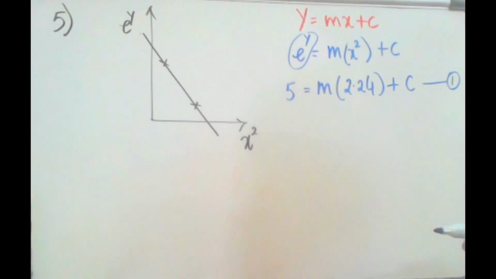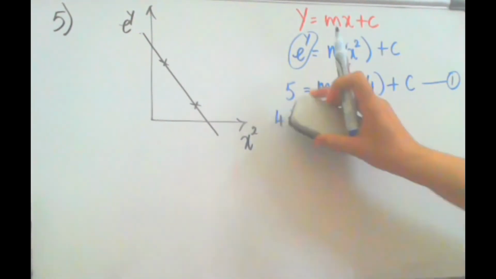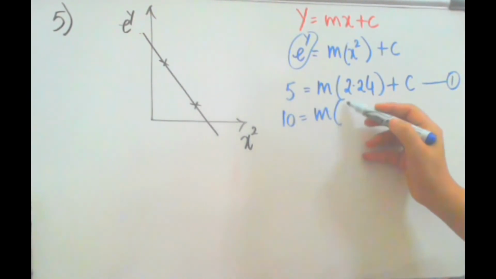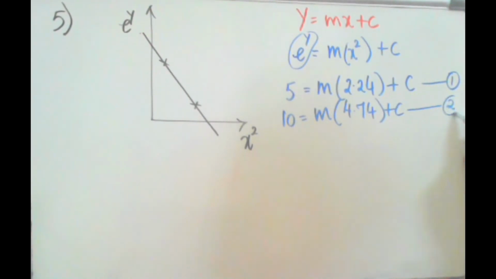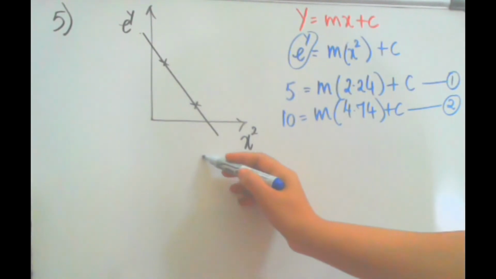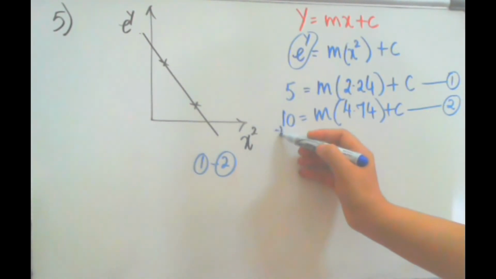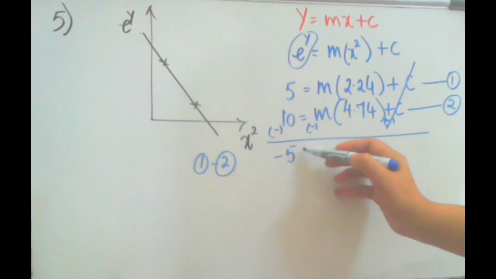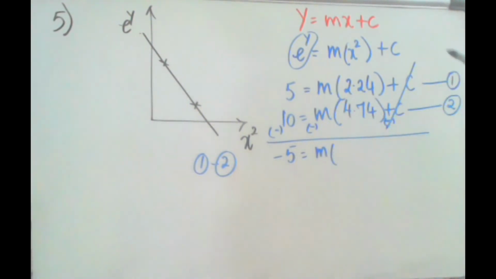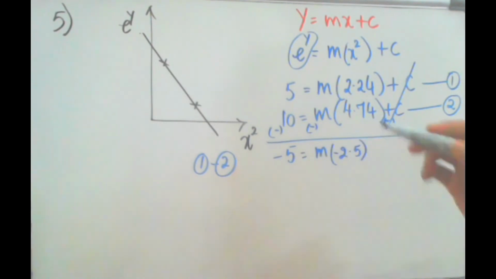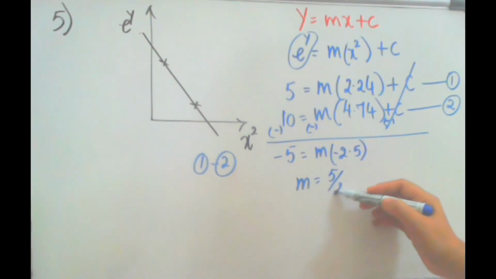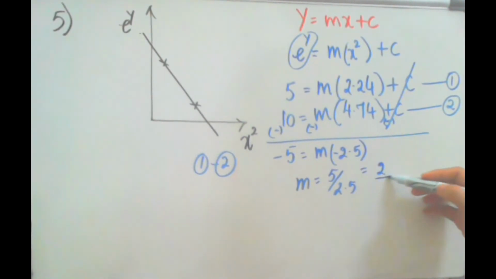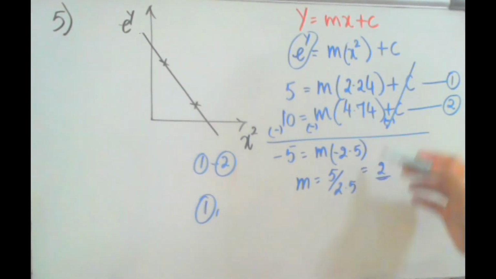Alright, so this is our equation number 1. Using the second point, we get a second equation. The y value is 10 equal to m into 4.74 plus c. This is equation number 2. So these are the two simultaneous equations. We can solve them by doing 1 minus 2. When we do 1 minus 2, the second equation signs will change, so plus c minus c cancel. 5 minus 10 we get minus 5, and m into 2.24 minus 4.74 will give us minus 2.5, because the bigger number's sign is minus here. So from here we get m is equal to 5 over 2.5, which is 2.